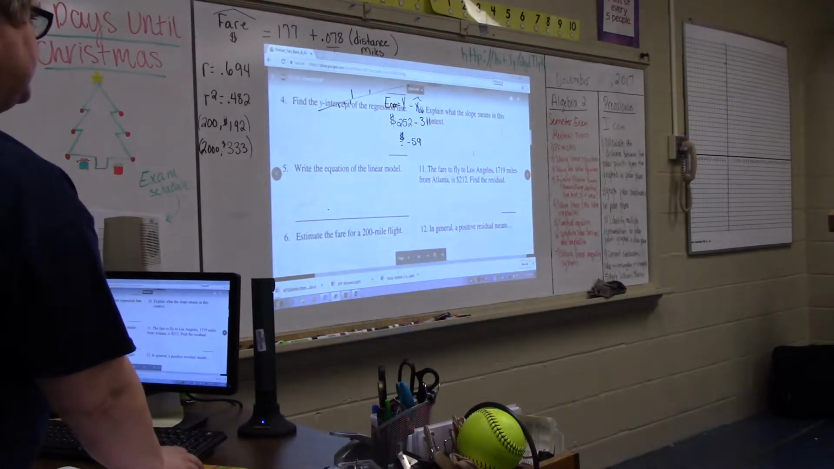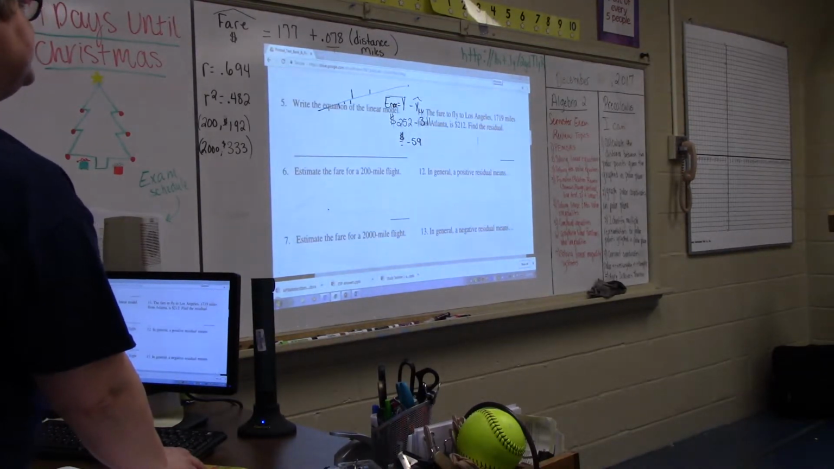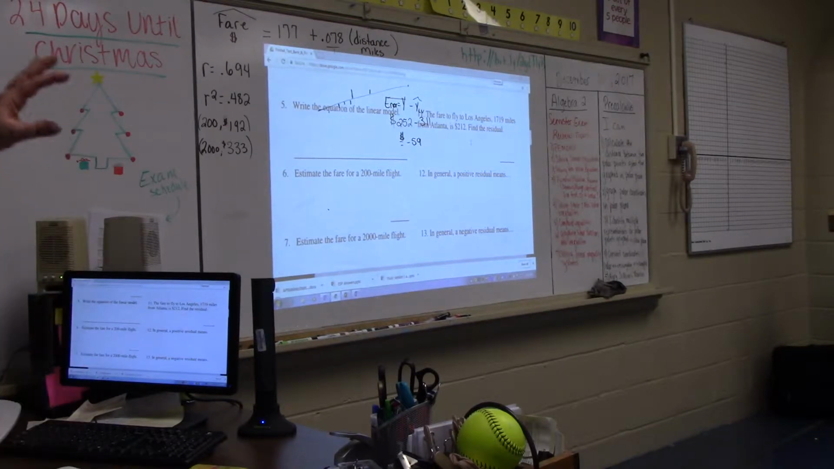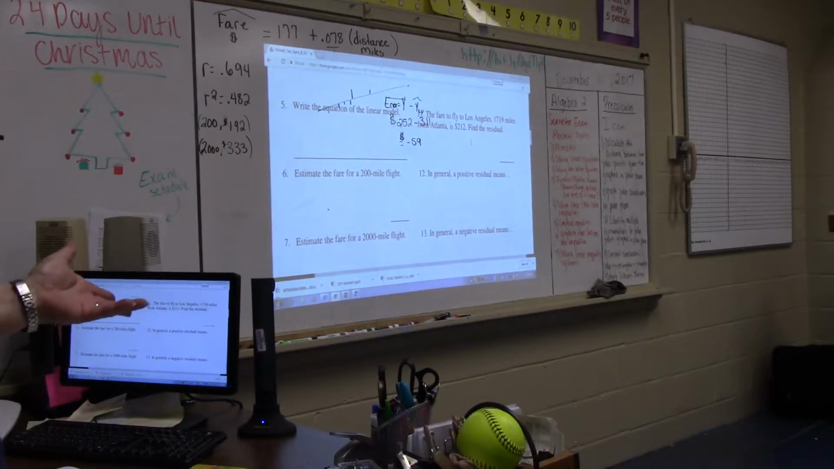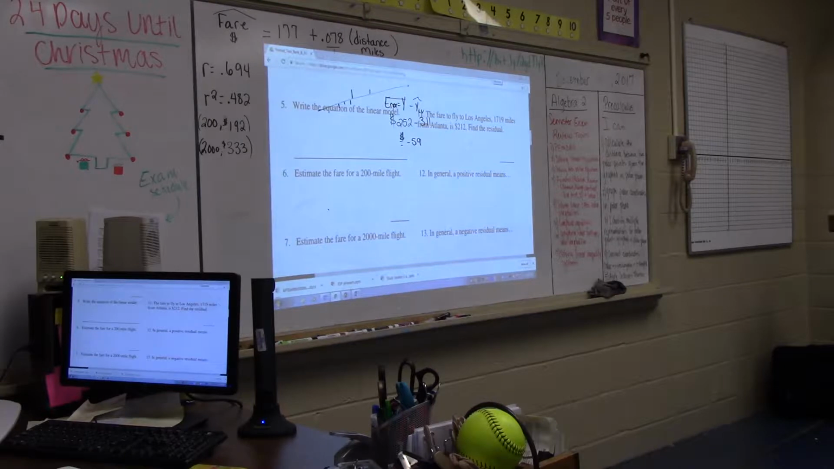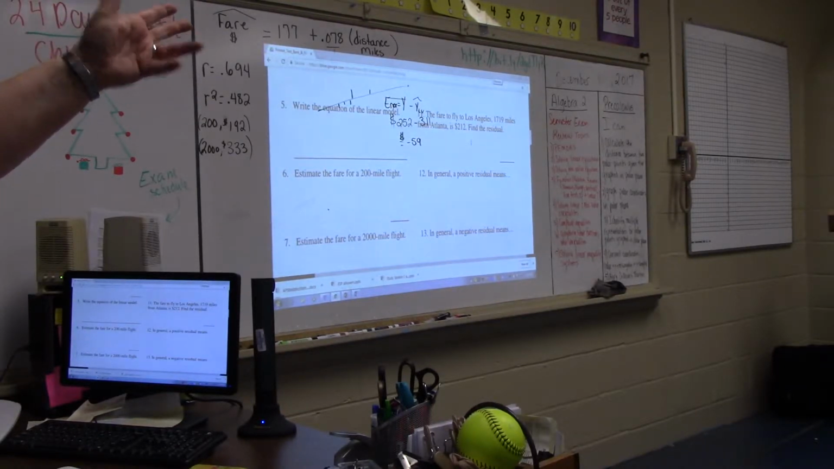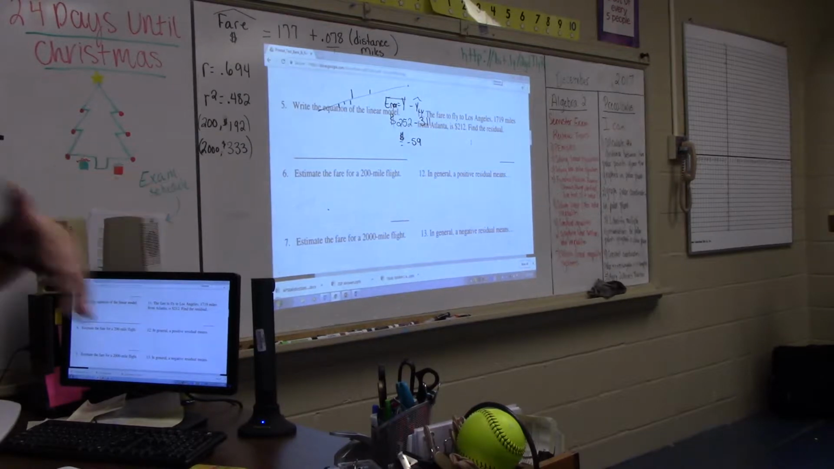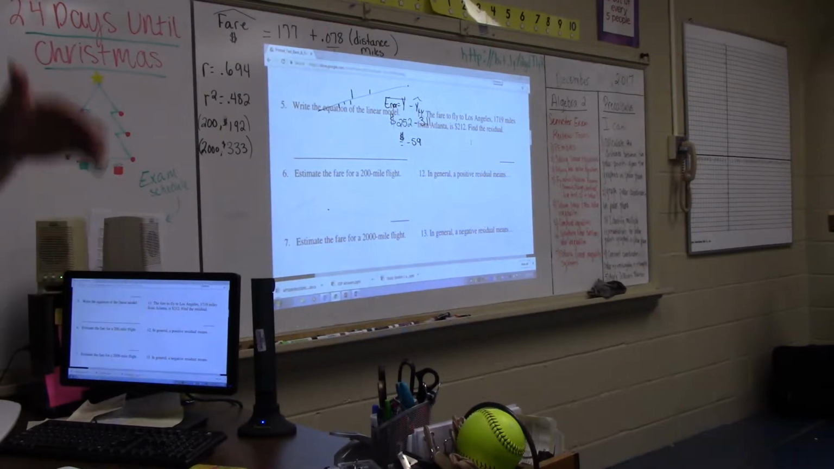Then the last two things here, just say, in general, what does a positive residual mean? And in general, what does a negative residual mean? Which is kind of what you were telling me over there, that a positive residual means you've paid more for the fare than you should have, or what our line was predicting. A negative residual means you got a bargain.